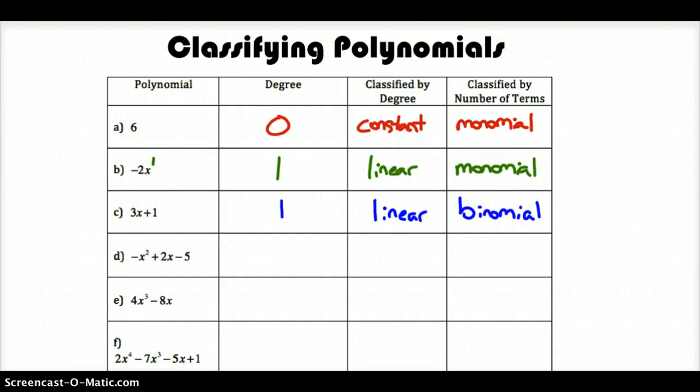So the next one, we've got how many terms? 1, 2, 3 terms. Notice how the first part of the term I circle is the sign in front. Okay, so if I go ahead and kind of get rid of this, I know this is now a trinomial.